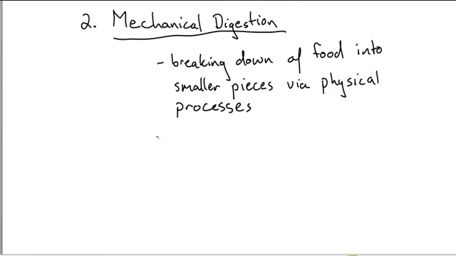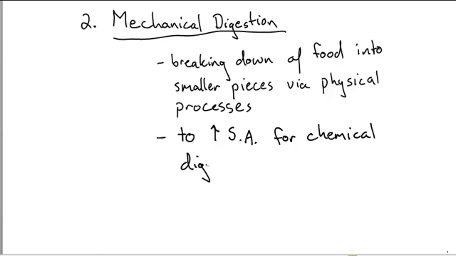And why would we want to break food down into little tiny pieces instead of being one big chunk, aside from making it easy to swallow? If you said to increase surface area, you would be on target. So it's to increase surface area for chemical digestion. So we're going to want to digest this using enzymes, and the greater the surface area, the easier and faster we can do the chemical digestion.